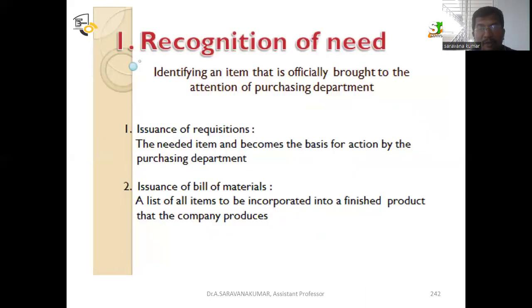What do we mean by recognition of need? First, identifying an item that is officially brought to the attention of the purchasing department. Issuance of requisition: the needed item becomes the basis for action by the purchasing department. Then issuance of bill of materials, a list of all items to be incorporated into a finished product that the company produces.